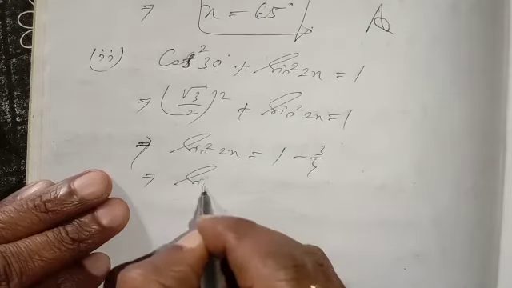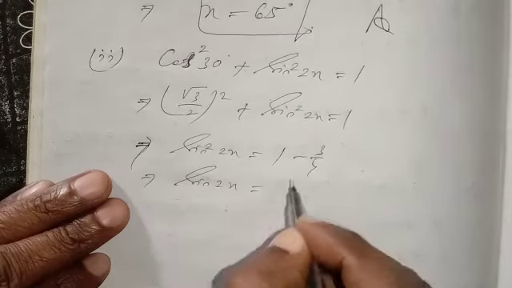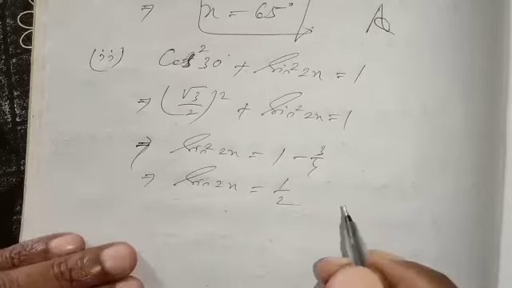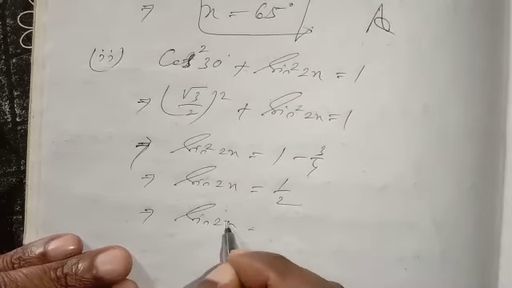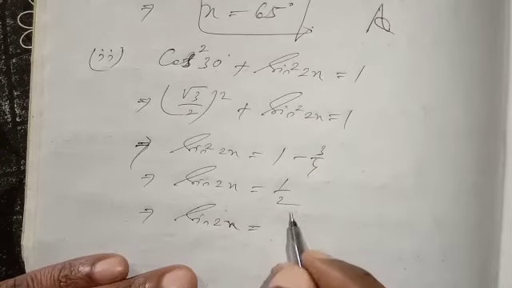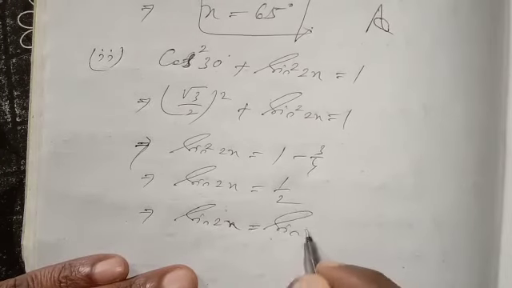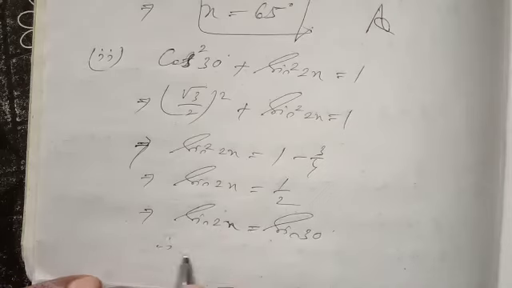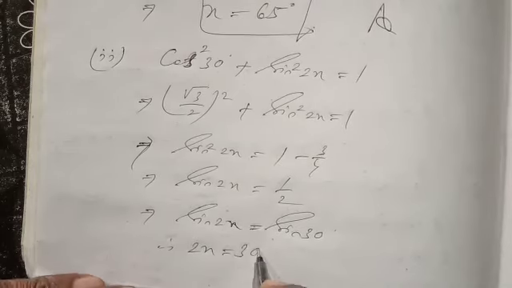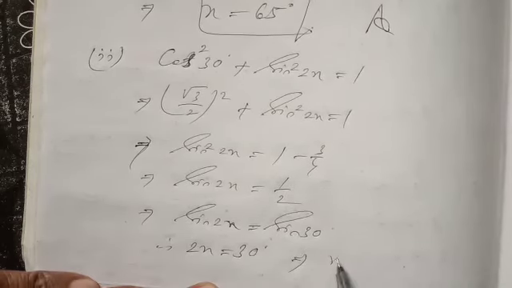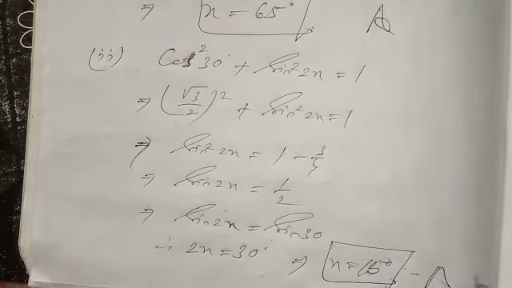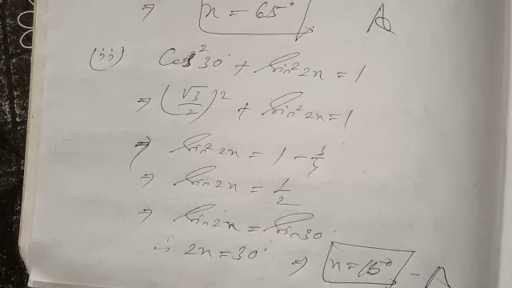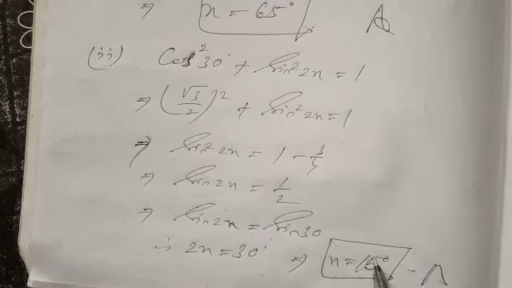That means sin 2x will be the square root of 1 by 4, which is 1 by 2. You have to write sin 2x in terms of sin: 1 by 2 means sin 30 degree. Therefore 2x equals 30 degree. So this implies x is equal to 15 degree. Therefore number 15 second part is completed, x is equal to 15 degree.